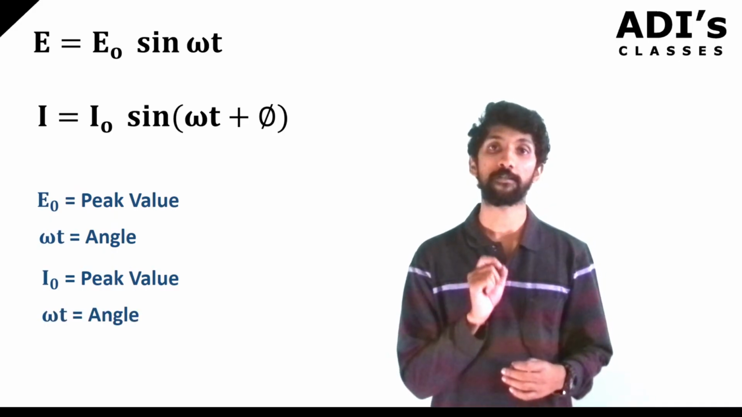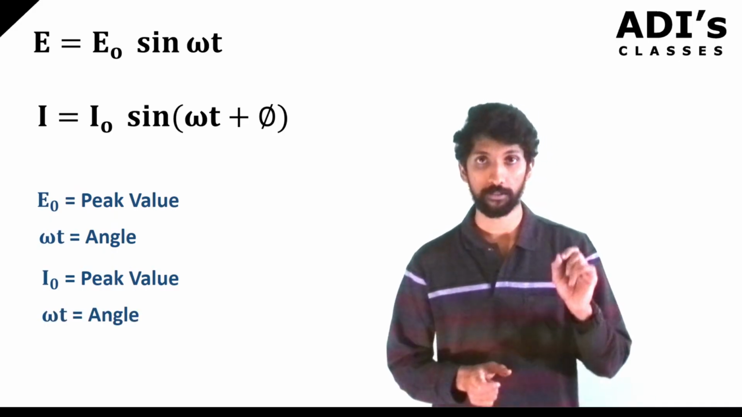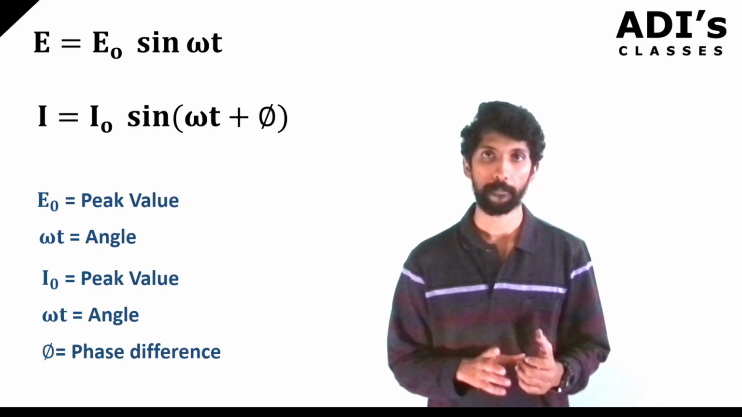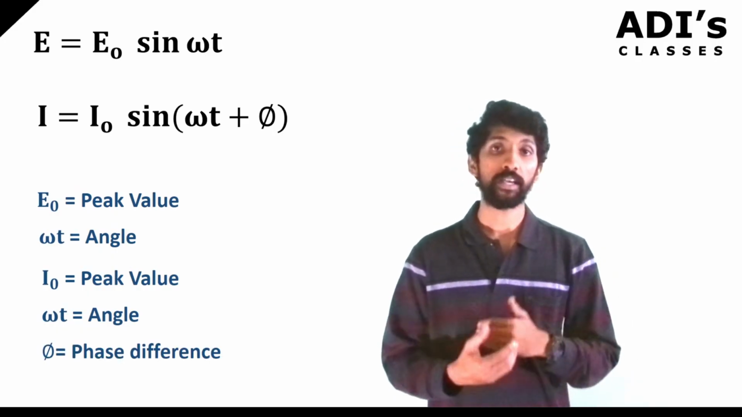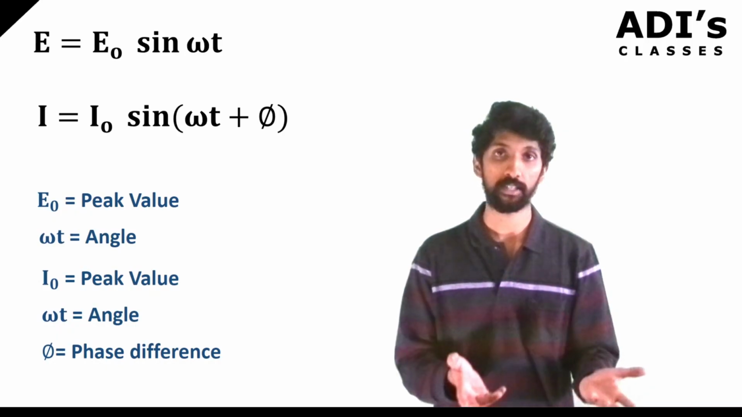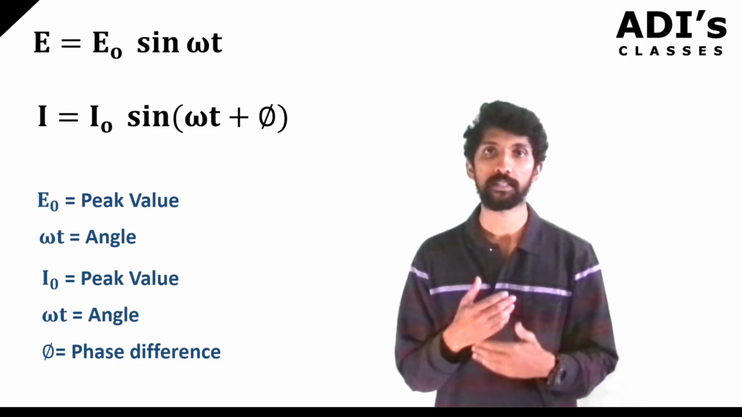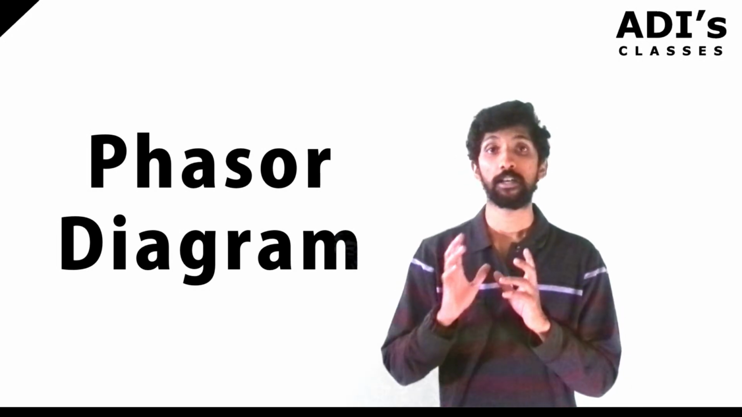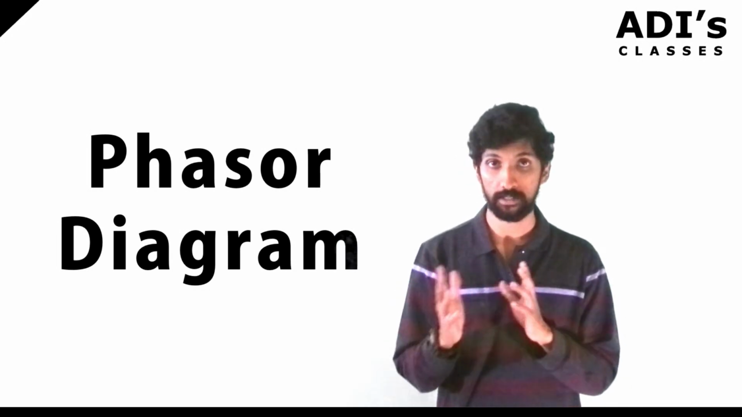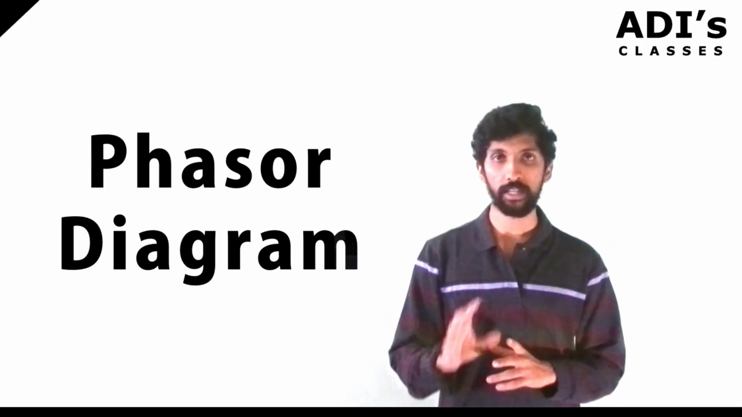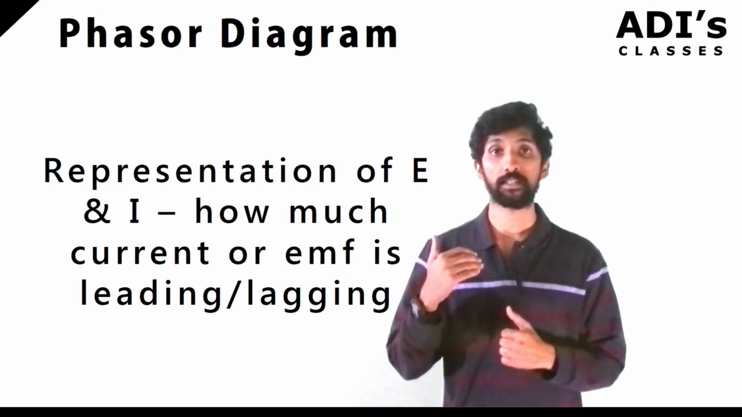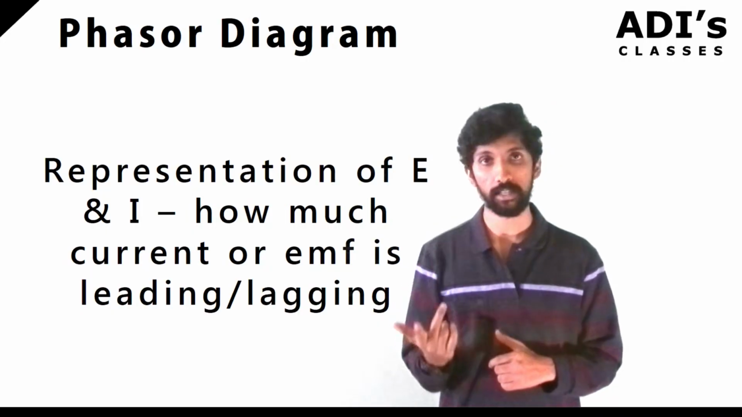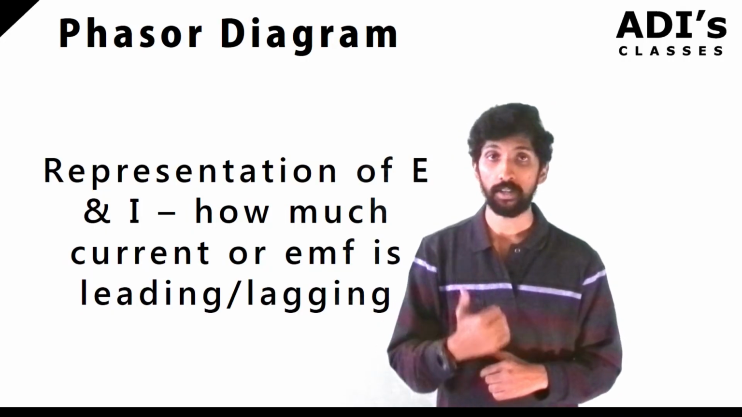Now we have a phase difference. That phase difference between E and I is given by phi. So how do we represent this in a graphical way? We have to represent this graphically. What we do is we use something called phasors, or a phase diagram. This phase diagram is very important to represent the difference between E and I, how much the current or EMF is leading or lagging.